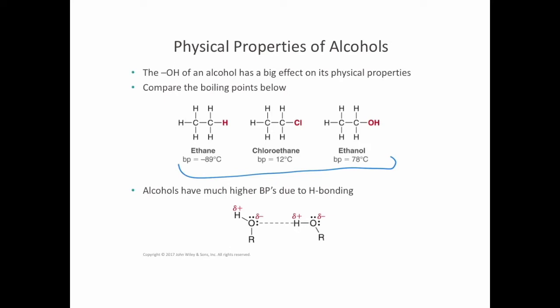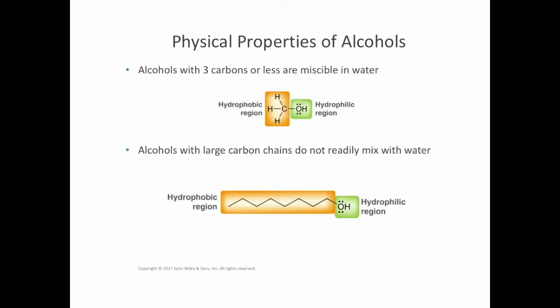And the reason for that is the hydrogen bonding. Those are strong intermolecular forces that have to be broken in order for the phase transition from liquid to gas. So it takes more energy in the form of heat to break hydrogen bonds to facilitate that phase transition. Alcohols with 3 carbons or less tend to be miscible in water, meaning they mix with water. Alcohols with large carbon chains do not readily mix with water and will form 2 layers if you try to mix them with water.